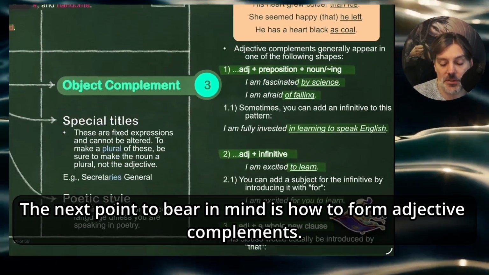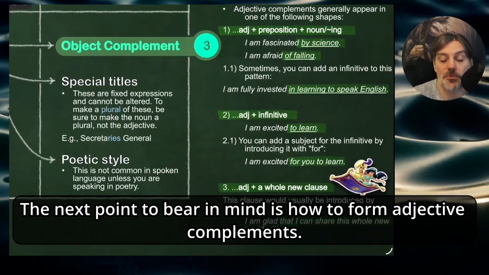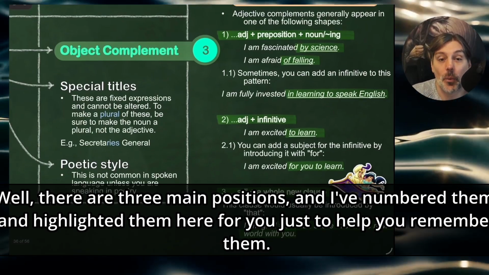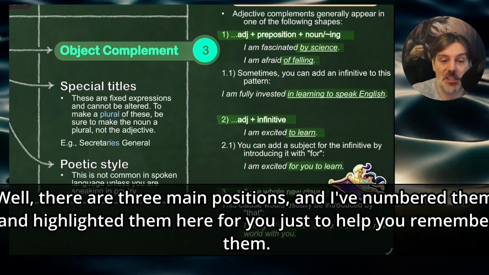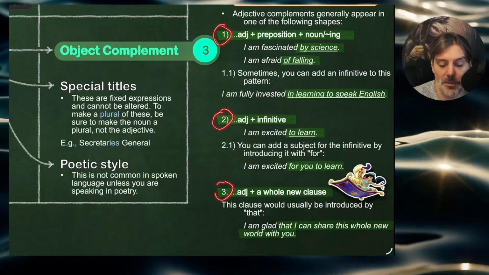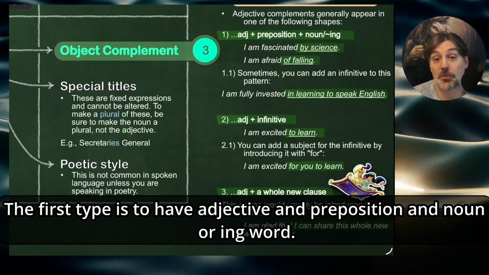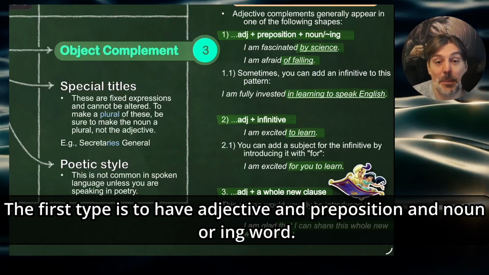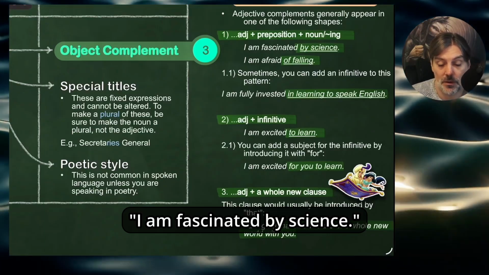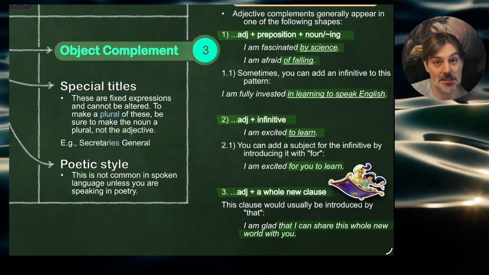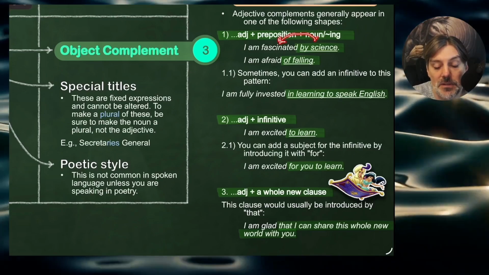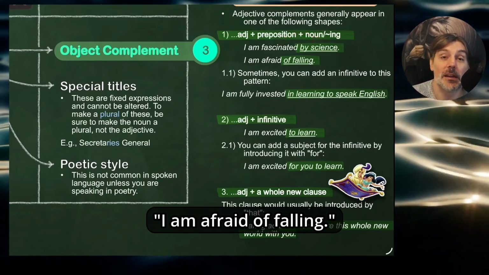The next point to bear in mind is how to form adjective complements. What do they look like? Well, there are 3 main positions, and I've numbered them and highlighted them here for you just to help you remember them. The first type is to have adjective and preposition and noun or ing word. I am fascinated by science. By science is the adjective complement. I am afraid of falling.